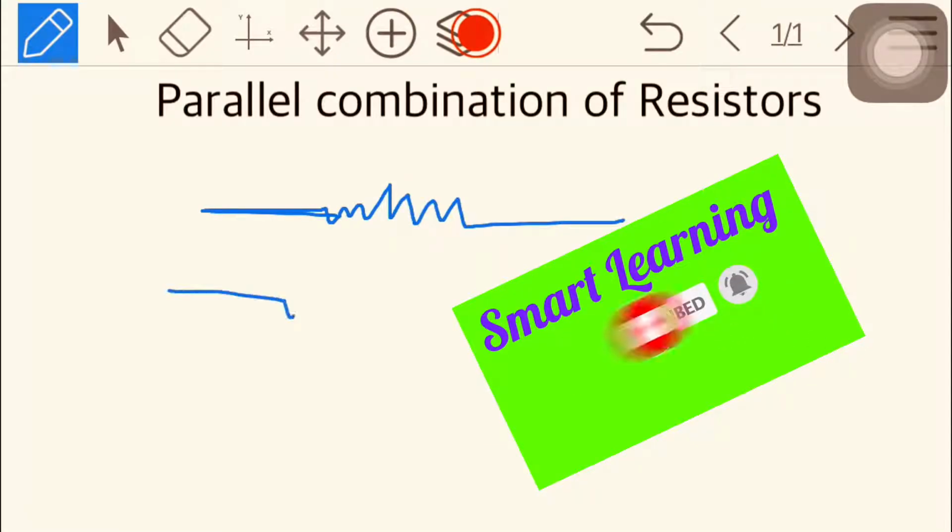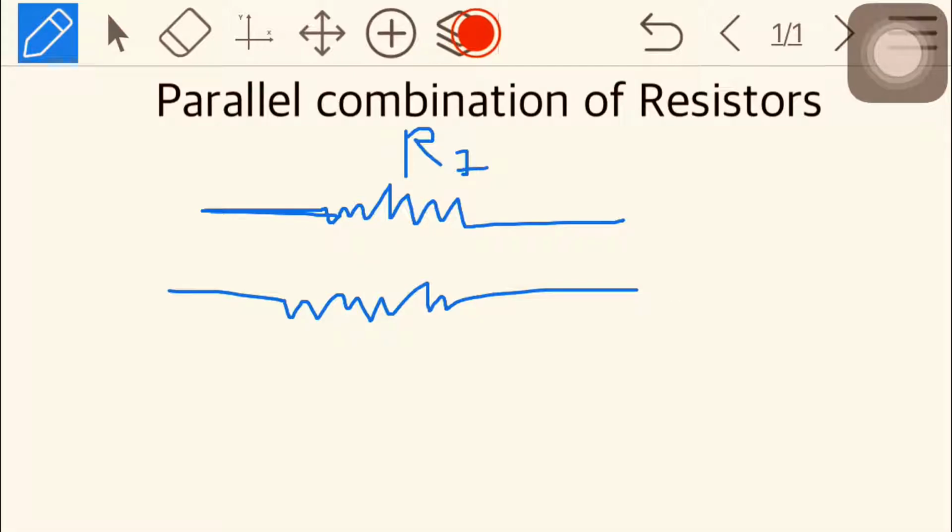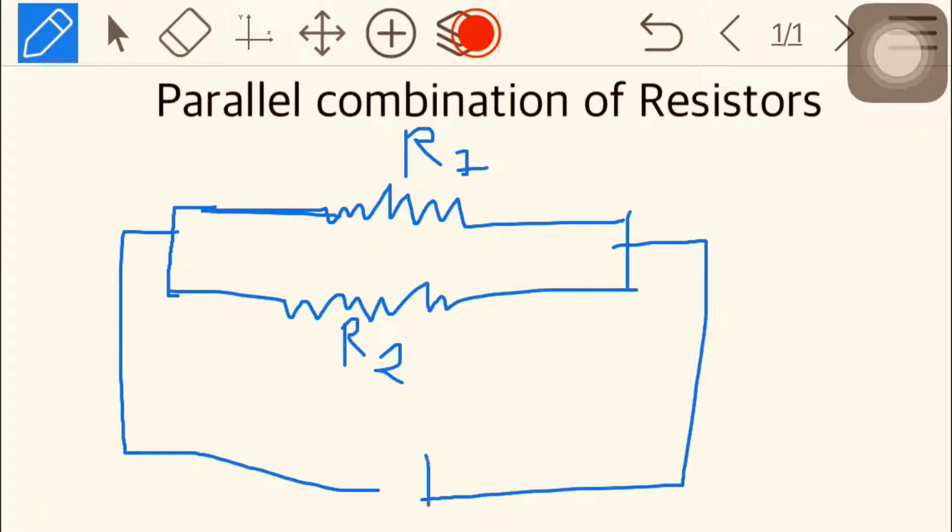Parallel combination of two resistors. Let's consider two resistors R1 and R2. We have to connect these two resistors in parallel combination. For this, the first ends of these two resistors are connected to each other, and similarly the second ends. And from the common point of both ends, we extend the connection and connect to the voltage source V.